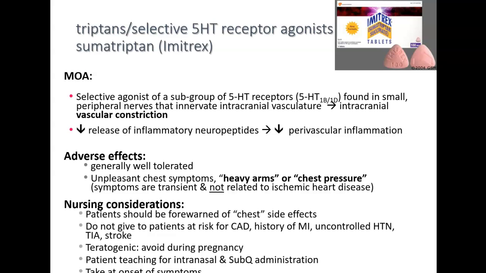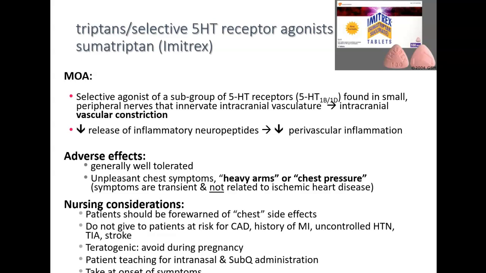And even though it's primarily intracranial, we certainly would not want to trigger vasoconstriction in these other areas that may already be compromised. It is teratogenic, meaning that if it's taken during pregnancy, it can cause birth defects. So it needs to be avoided during pregnancy. And then patient teaching for intranasal and sub-Q administration. So if the patient needs to take Imitrex that way, they need to be taught how to do that. Many people start out with oral Imitrex and see how they do. And it should be taken at the onset of symptoms.